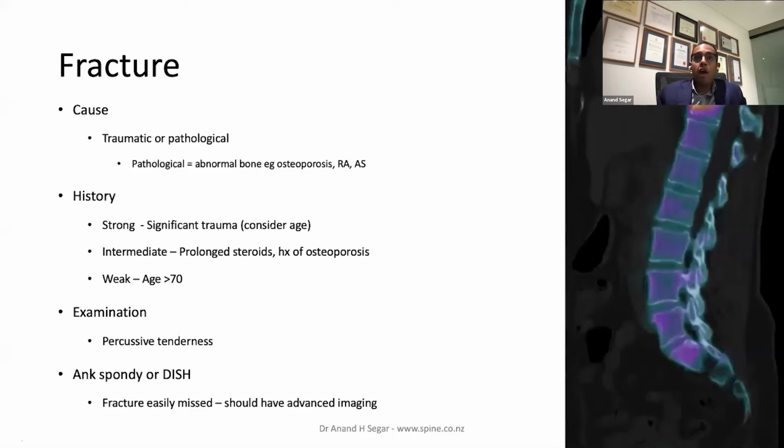The examination finding is really percussive tenderness. And if someone has a history of an ankylosed spine, so ankylosing spondylitis or diffuse idiopathic skeletal hyperostosis, the acronym's DISH. If they have pain and an ankylosed spine, that fracture is easily missed, and they should have advanced imaging. So that's someone you should be referring through to the hospital for advanced imaging.